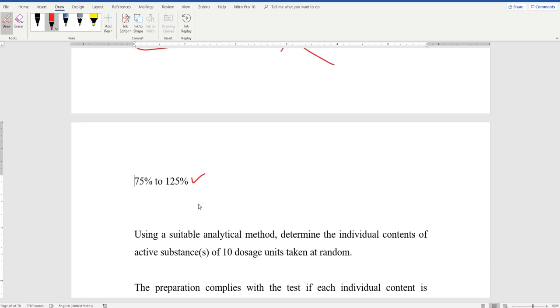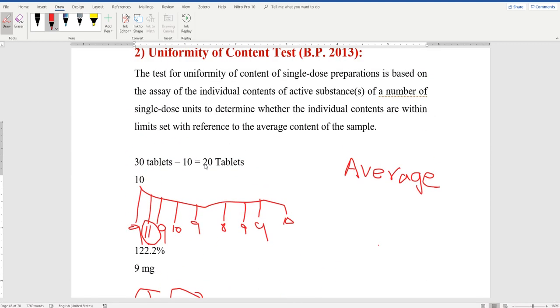Okay, what do you do? Do you say pass? No, you don't say pass. In this case, you take the other 20 tablets and then you analyze each one individually. Okay? It means you take every tablet, you crush it, you put it in a liquid, you dissolve it, and then you analyze it to calculate how much drug is there.